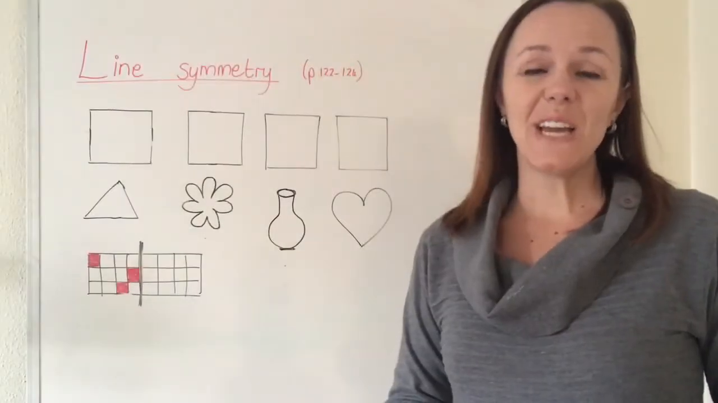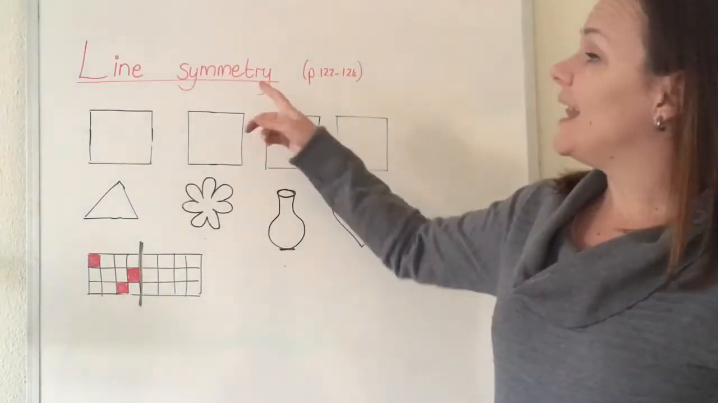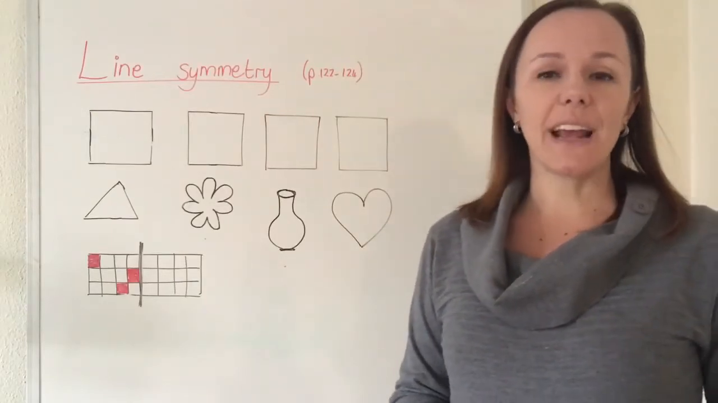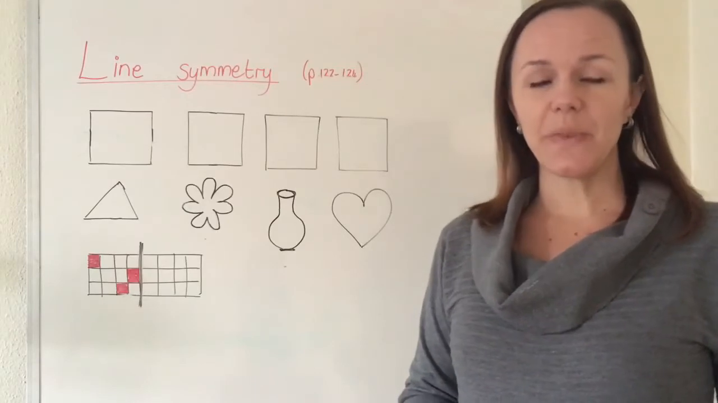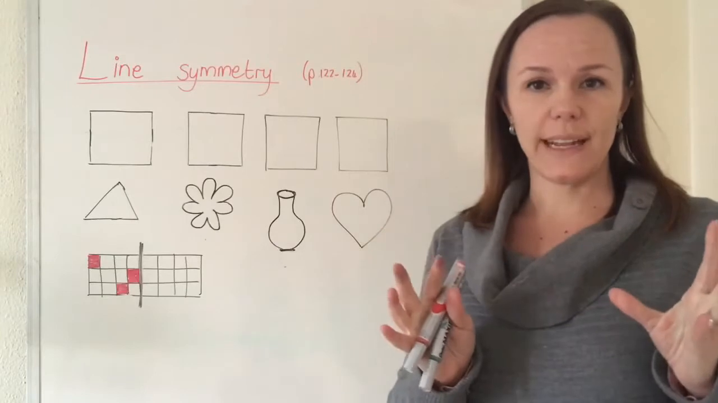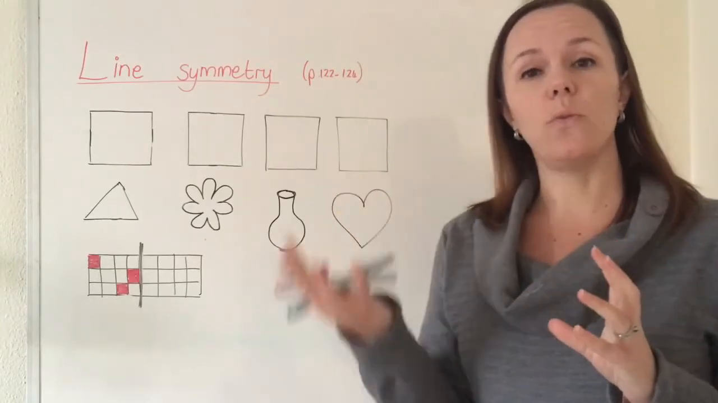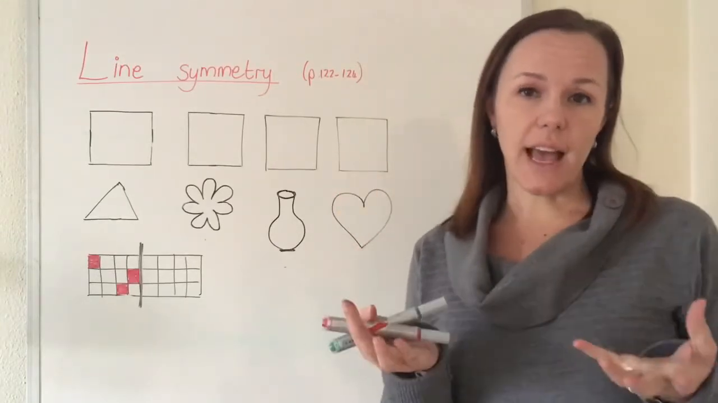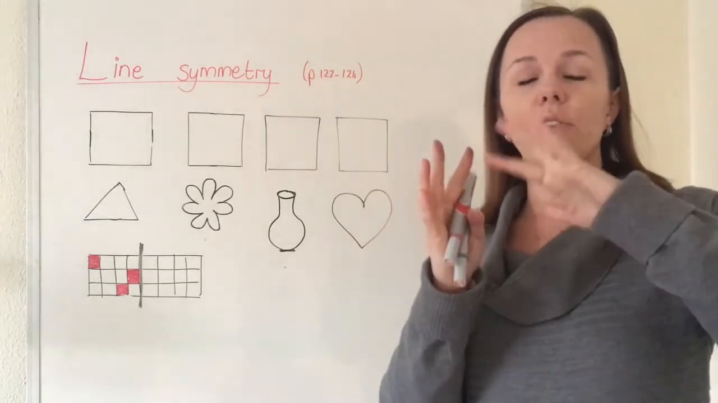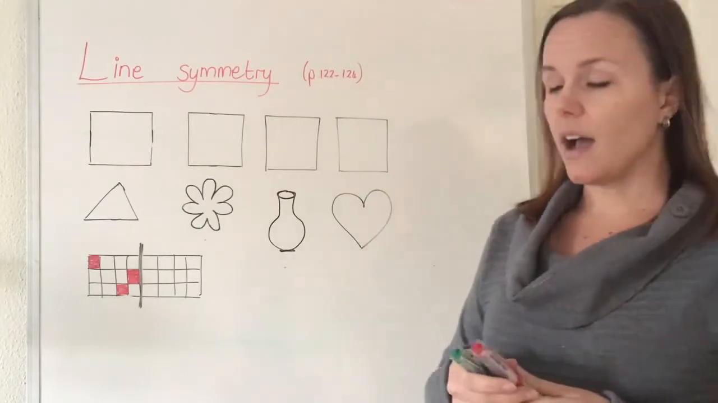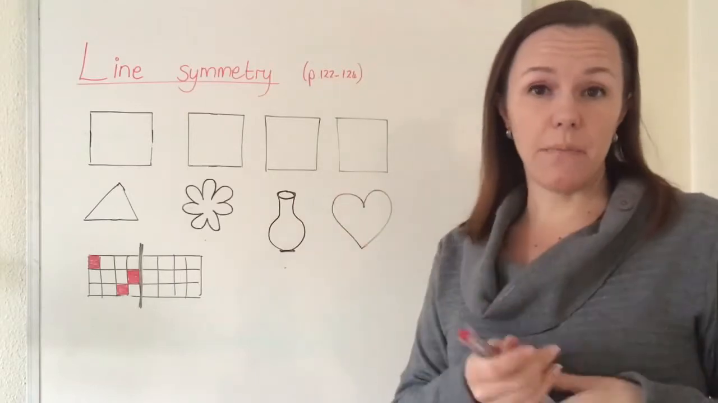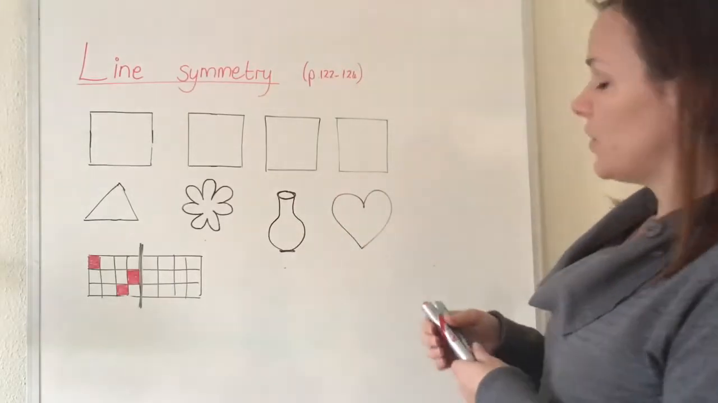Grade 4s, today we are discussing line symmetry, and that's on pages 122 to 124 of your textbook. Now, symmetry means that a specific shape or object looks exactly the same on the one side as it does on the other side. It's not exactly the same, it's a reflection of the other side. So it's the same size and shape, but it's the mirror image of the side that you're looking at.